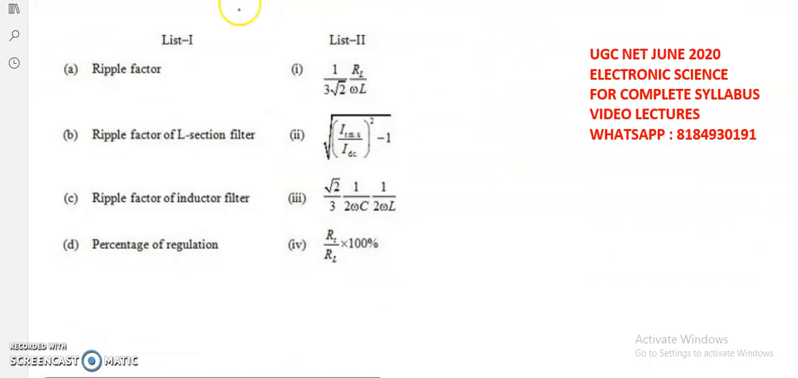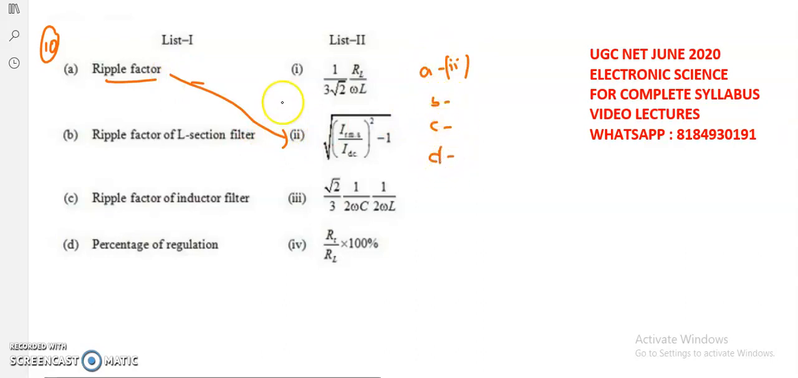So coming to the next question, the 10th one. List 1 and list 2 are given, so we have to match them up properly. The first one is the ripple factor. As I told, the ripple factor is nothing but root of (IRMS by IDC) whole squared minus 1. That means the ripple factor matches up with 2, so A is 2.